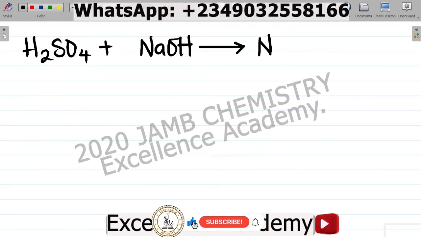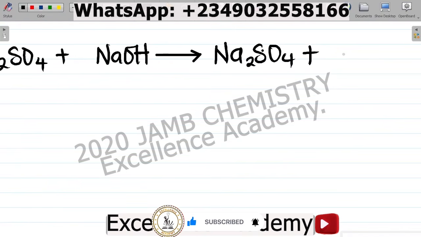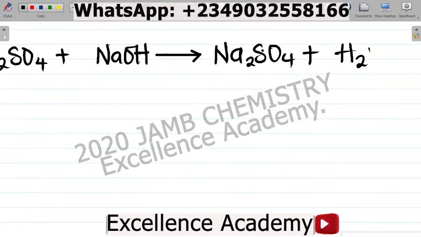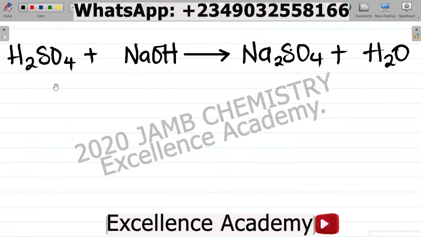So you have this as Na2SO4. This plus, of course, water, that's H2O. So plus H2O. All right. So this is the equation of the reaction. Let's balance this up. We can see two hydrogen. That's balanced.